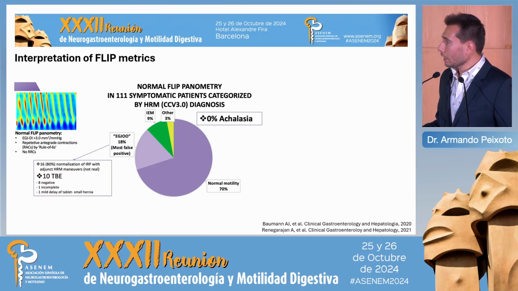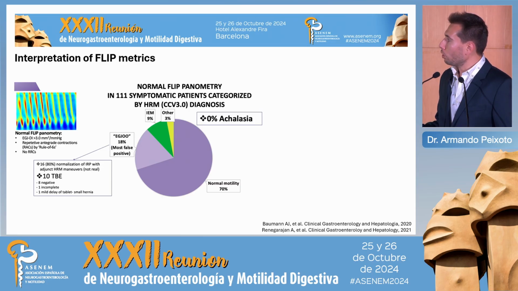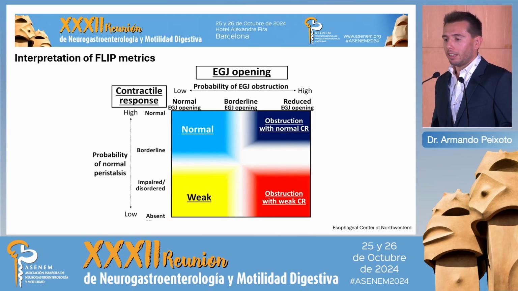And most of the cases that are not defined as normal are related to outflow obstructions that are falsely positive, or ineffective motility on manometry that, as we all know, most of the times correspond to a normal motility pattern. What is more intriguing is that when we compare a normal FLIP with manometry and compare it with asymptomatic volunteers that are submitted to a high-resolution manometry, it seems like the pie is the same. So if we have patients that are symptomatic but with a normal pattern on ENDOFLIP, they are like asymptomatic patients with normal manometry.